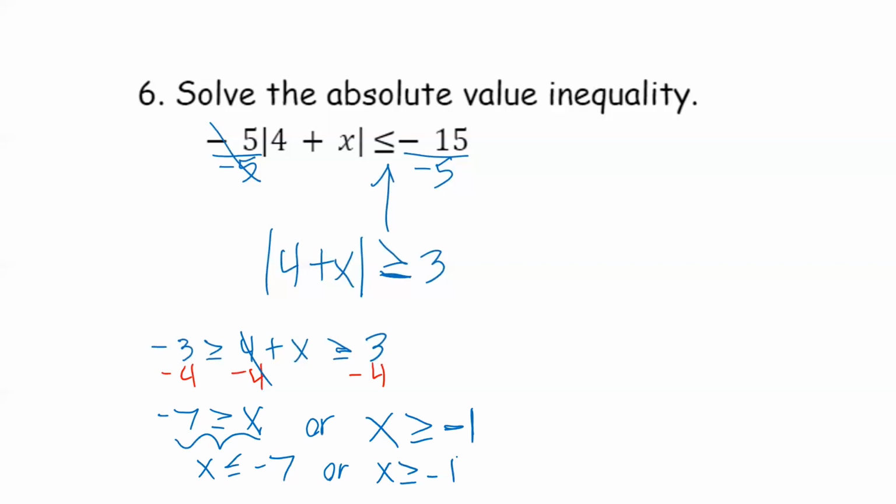On a number line, they are going to look like this. They're going to be closed circles. Negative 7 is your smaller number, negative 1 is your larger. And they're going to be shaded apart from each other.